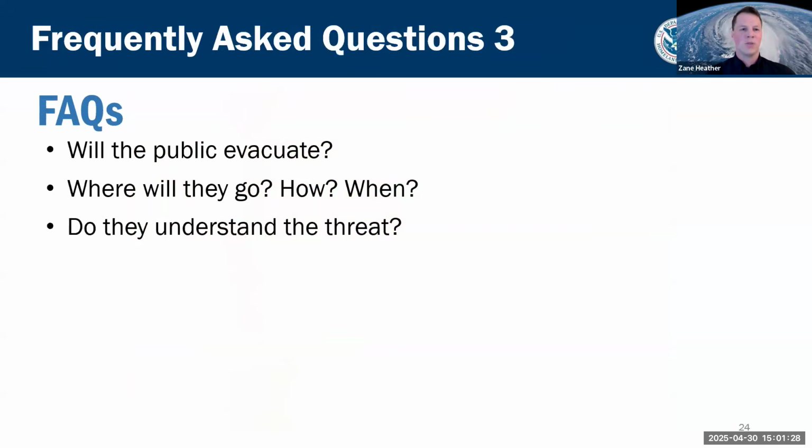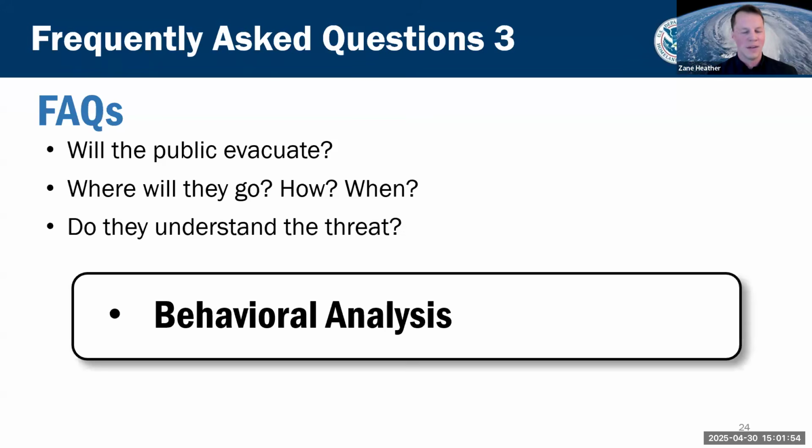All right, so we know which specific hurricane or tropical cyclone hazards can threaten an area. The next question we asked was, within those risk areas or within that hazard profile, what types of populations and critical infrastructure were exposed? And the third question we ask is who will evacuate, where will the people go, and how do they understand the threat? The way we get to this is through the behavioral analysis.